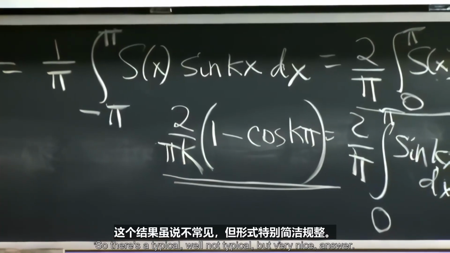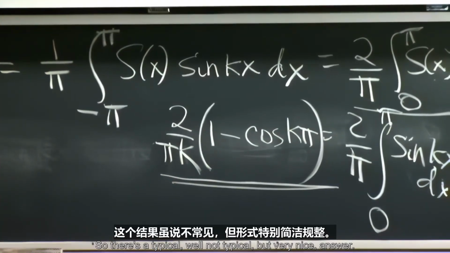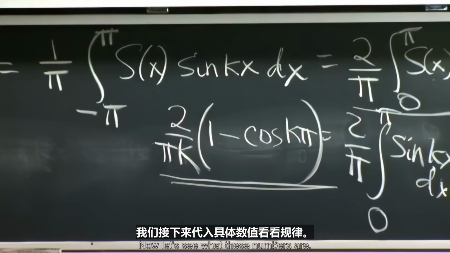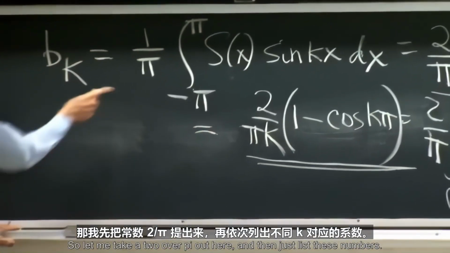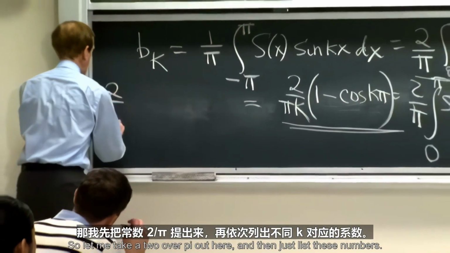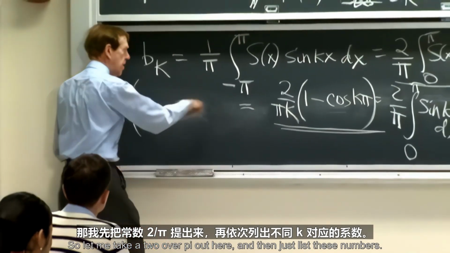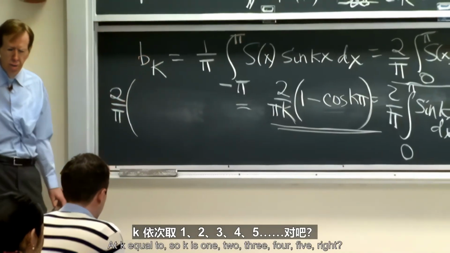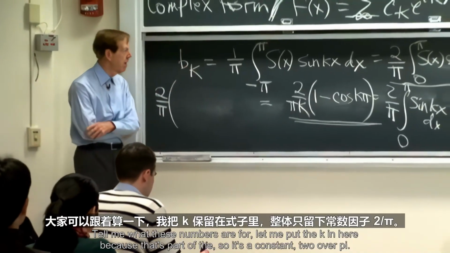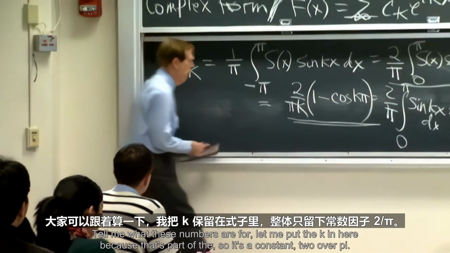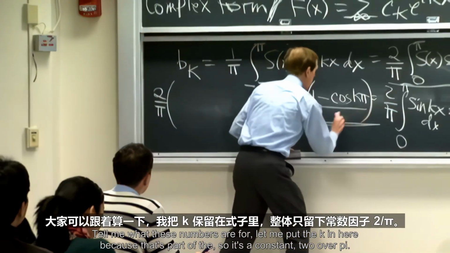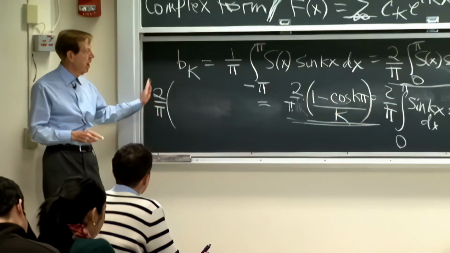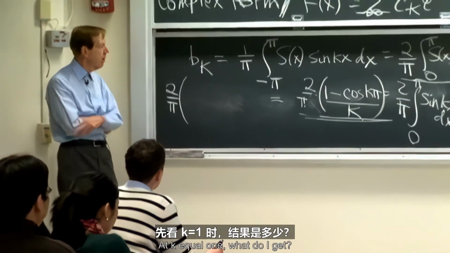So there's a very nice answer. Now let's see what these numbers are. So let me take a 2 over pi out here. And then just list these numbers. At k equal to, so k is 1, 2, 3, 4, 5, right? Just tell me what these numbers are, let me put the k in here, because that's part of it. So it's a constant, 2 over pi. What is, at k equal 1, what do I get?